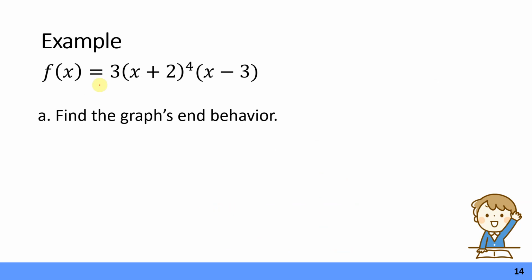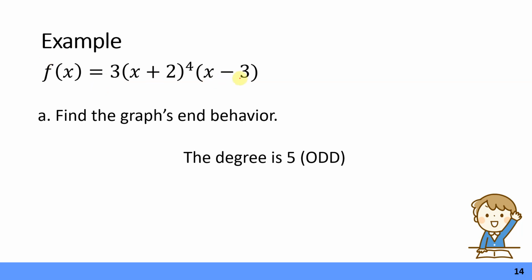All right, let's go ahead and do this example here. This one's going to have multiple parts. So let's go ahead and start by finding the graph's end behavior. Remember, when we're talking about end behavior, we have to use the leading coefficient test. We need 2 things. We need the degree and the leading coefficient. So the degree here is 5.